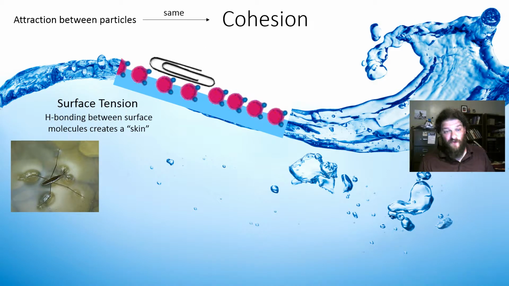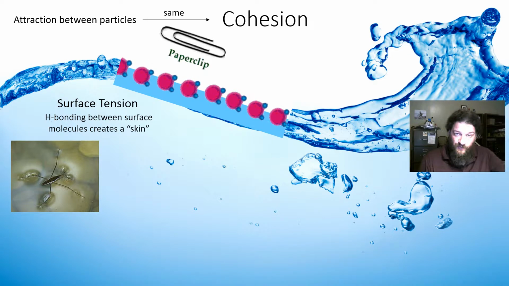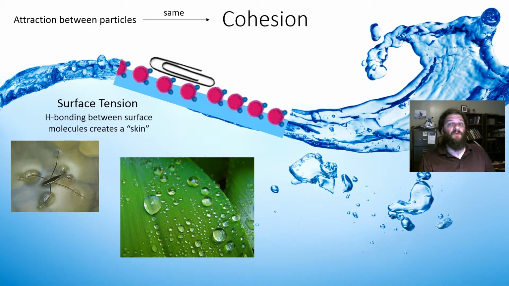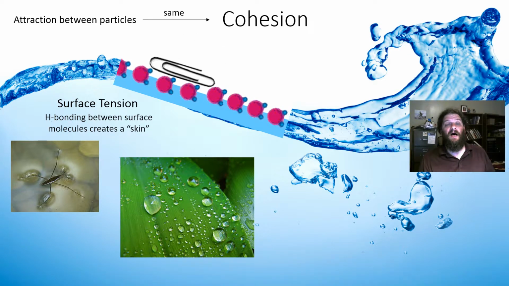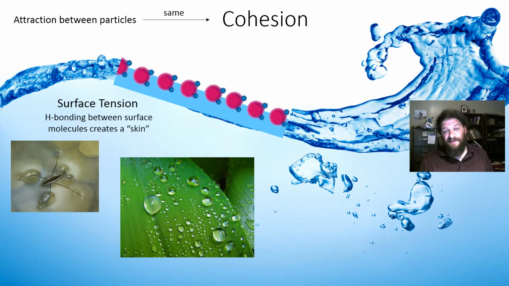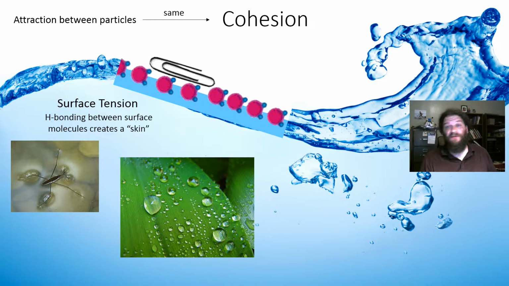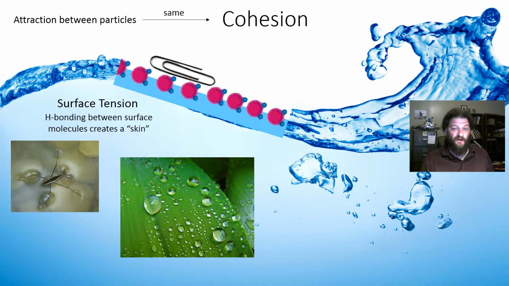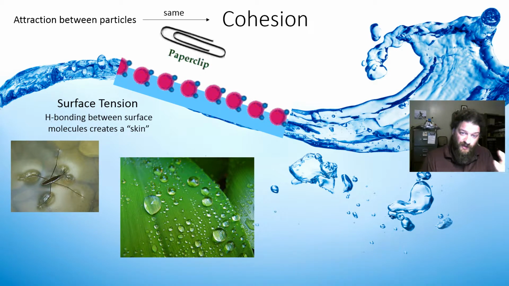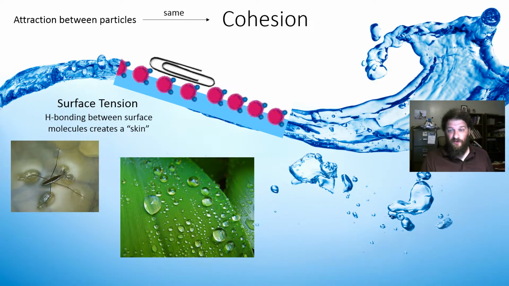But it also allows things like water striders to be able to float on the surface of the water using the little hairs on the ends of their feet. We can also see cohesion at work when we see water on your freshly waxed car, or in this case, in this picture, on the waxy cuticle of a leaf. Because wax is nonpolar in nature, it doesn't bond very strongly with water. Water and wax don't mix very well, and so all there is is cohesion, and so the water sticks to itself and forms these little balls that you can see.